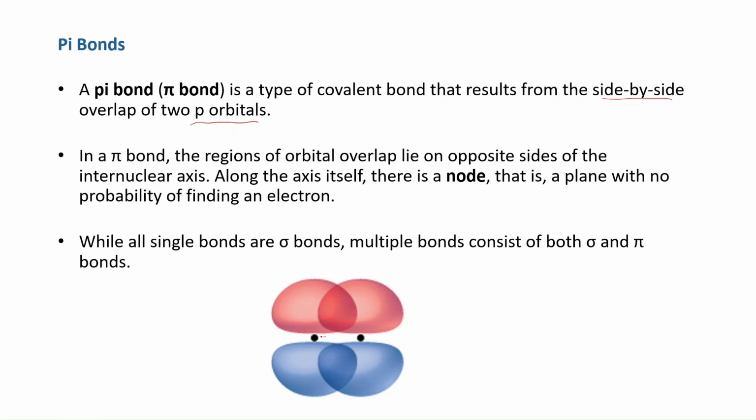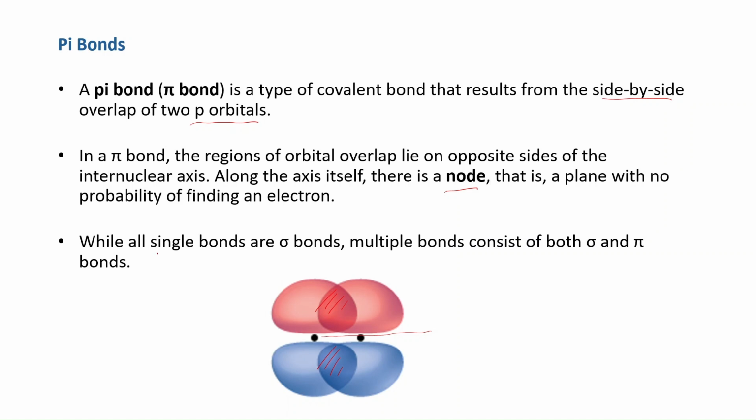yes, you do have a line between the two, but notice that the electron density is above and below that line. Actually, the nuclei are located in a node. You see, all of the electrons are above or below. There is none between the two nuclei. There is a node, a plane where the probability of finding an electron is 0.